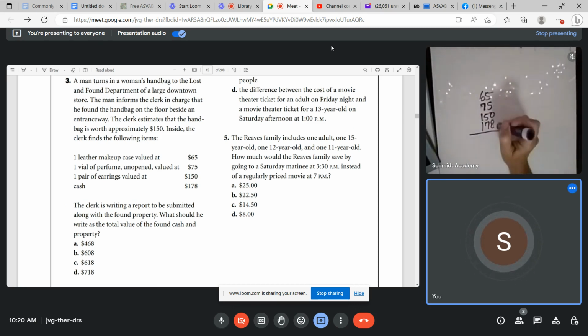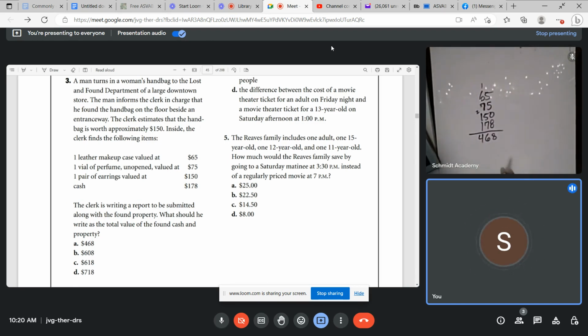If we add these up, we've got 8, 5, and 5, that's 18. And then over here, I've got 14, 15, 16, 17, 18, 19, 26. Carry my 2, and then, so I've got 468. And that is one of the answers.